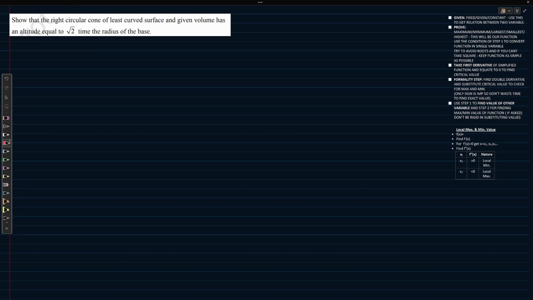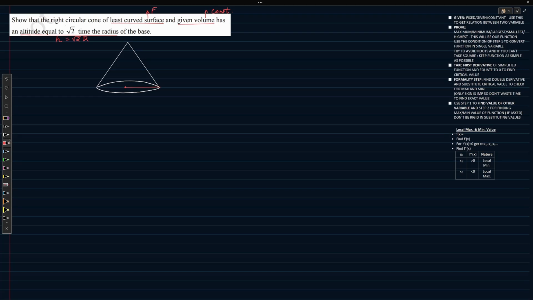So, right circular cone means normal cone of least curved surface. Least word is used, which means the curved surface will become our function. Given volume, given word is used, which means volume will become our constant. V is constant. We have to prove that for the least curved surface and given volume, the altitude h is equal to root 2 times the radius. Okay, this we have to prove.